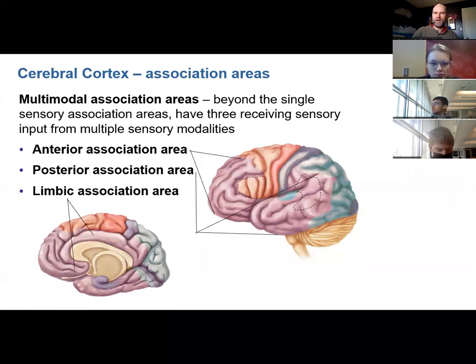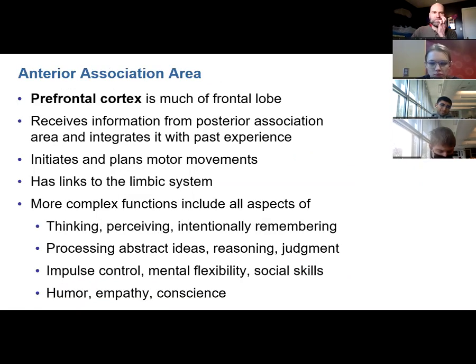So let me talk a little bit about what these association areas do. First, I want to talk about the anterior association area, also known as the prefrontal cortex. This is much of the frontal lobe. And what this area does, I'm just going to talk about it generally, is it receives information from other association areas, so this immediate sensory input, and integrates that with your memories of things you've done in the past, and allows you to think about what you want to do and plan your motor movements.